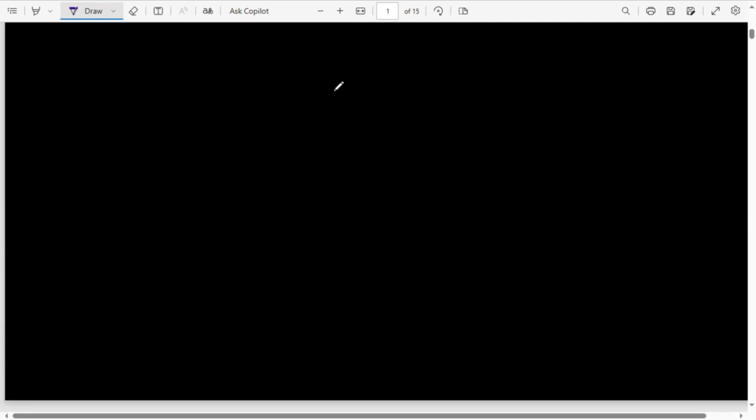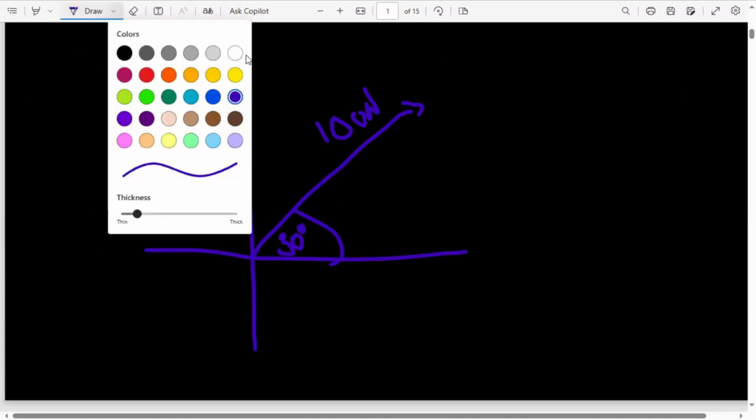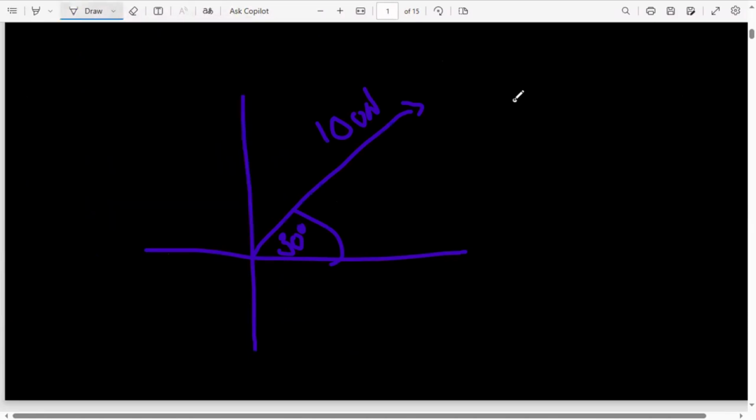So for example, this here is my x-y plane, and I have that same vector, the 100 newtons, at 30 degrees here. This vector can be resolved into what we call components. So we have the y component and the x component. How do you find this y and this x component?